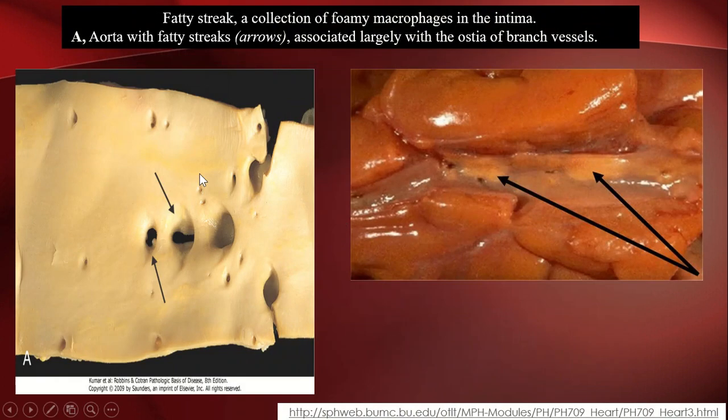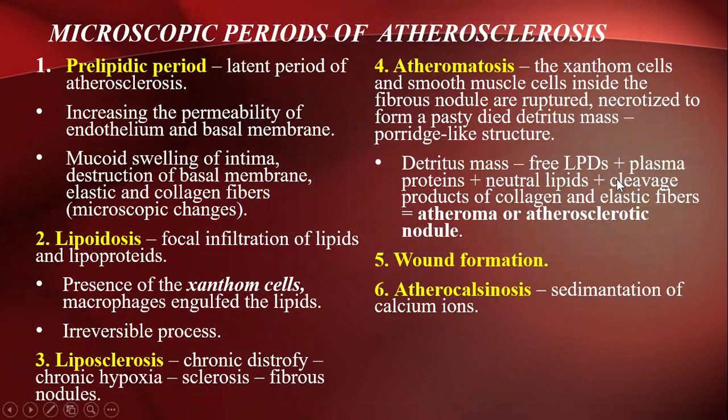And here you see the fatty streak. And here is the fatty streak in the wall of the arteries. Now let us discuss the microscopic periods of atherosclerosis. First, the prelipidic period is the latent period of atherosclerosis, with increased permeability of endothelium and basal membrane, mucoid swelling of intima, and destruction of basal membrane, elastic and collagen fibers found here. We call this the microscopic change.